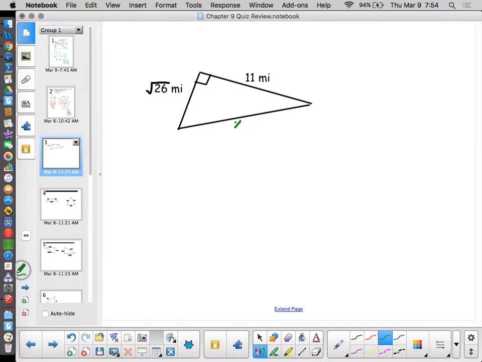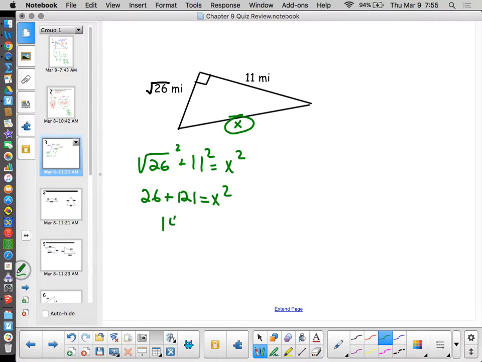It should be an x here, sorry. And again, that is the hypotenuse. So it's the square root of 26 squared plus 11 squared equals x squared. So it's 26 plus 121 equals x squared. So 147 is x squared. So x is the square root of 147.